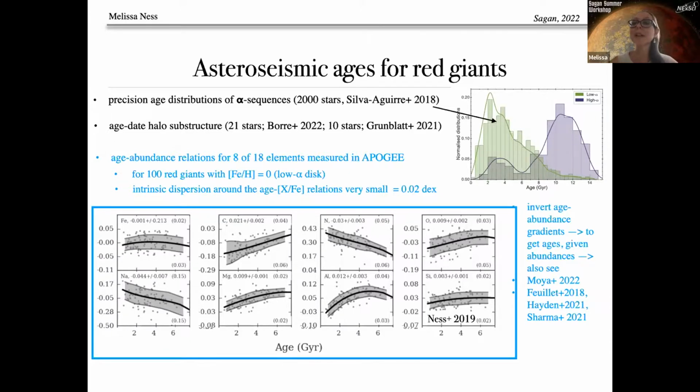What's happened in recent years is these relations have been inverted, so that rather than just looking at the correlations, individual abundances can be used to infer age, given that the correlations with age are so tight.